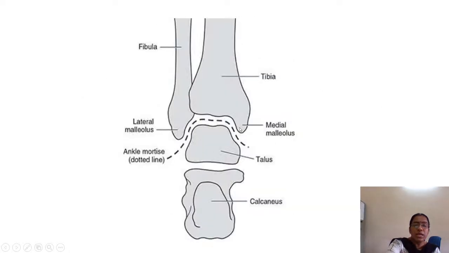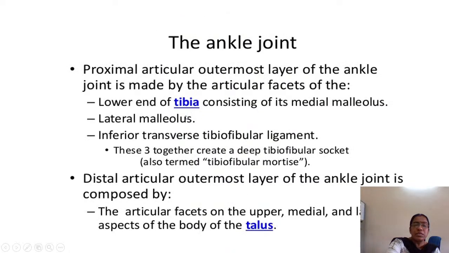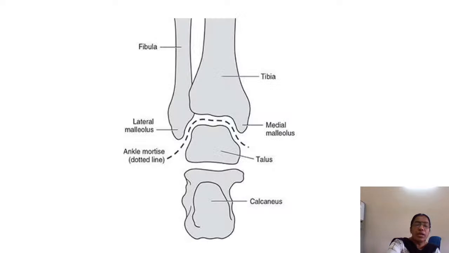So here if you see, between the tibia and the fibula there is a ligament which is called the inferior tibiofibular ligament. So these three together create a socket which is called the tibiofibular socket. That socket is termed the tibiofibular mortise. So you can either call it tibiofibular socket or tibiofibular mortise.